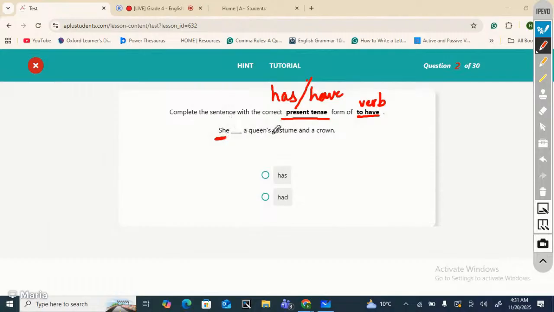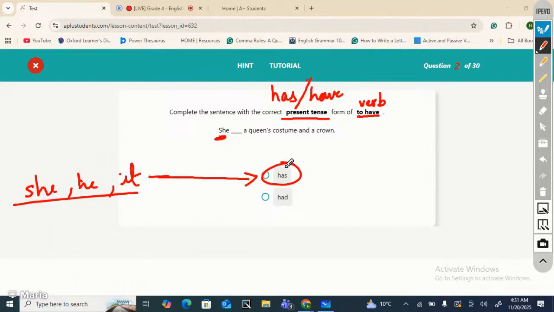She blank a queen's costume and a crown. Now, if she is the subject, do you remember? With he, she, and it, we use this form of verb to have, has. So she has a queen's costume and a crown. Option one, good job.